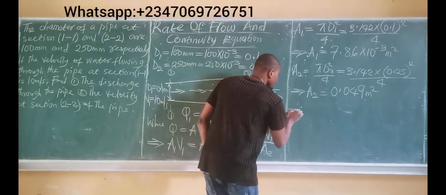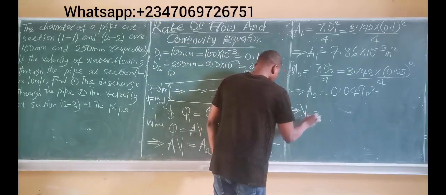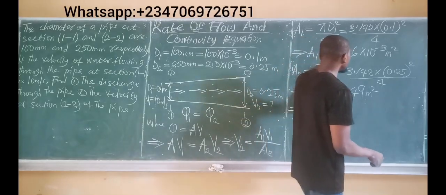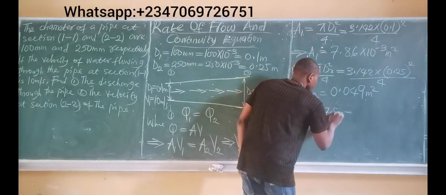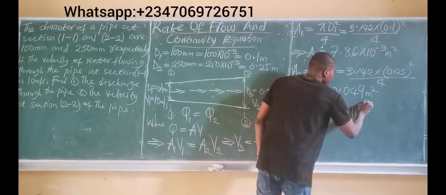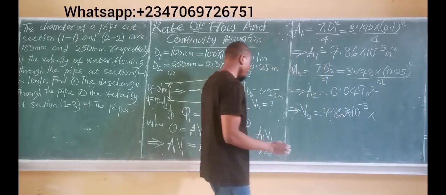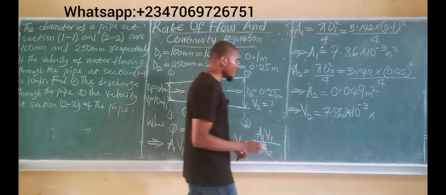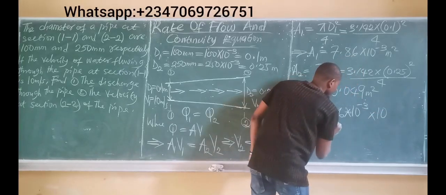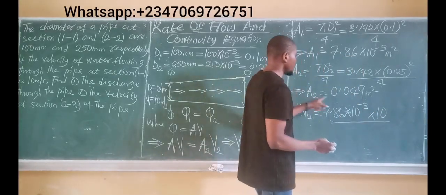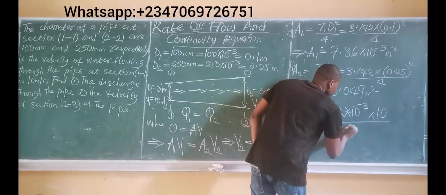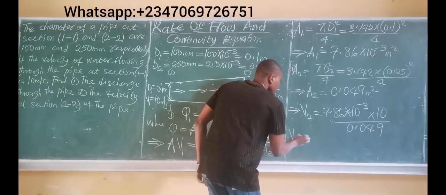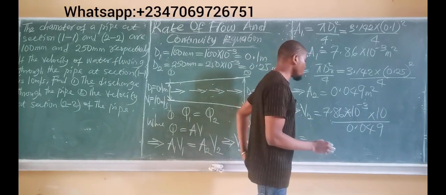Okay, so this simply implies that V2 is equal to A1 times V1, and A1 gave us here as 7.86 by 10 to the power of negative 3 multiplied by V1. V1 was given in the equation as 10 meters per second. So multiply by 10, okay, divide by A2, which was given here as 0.049. So divide by 0.049.